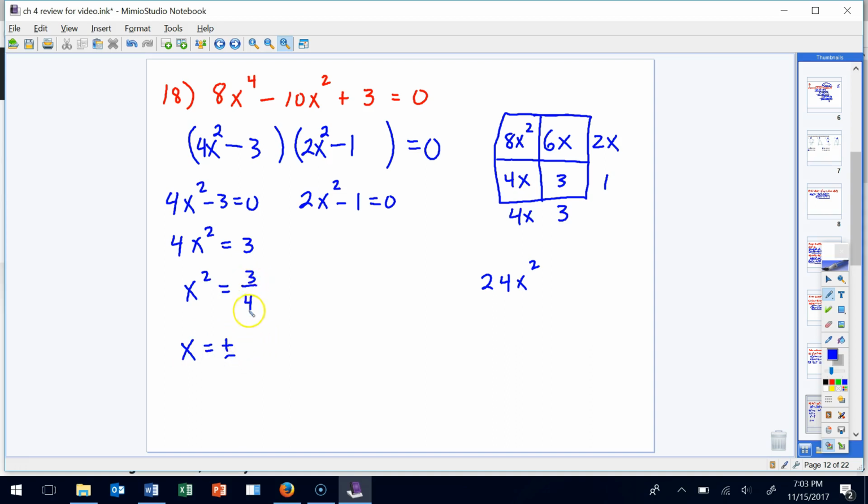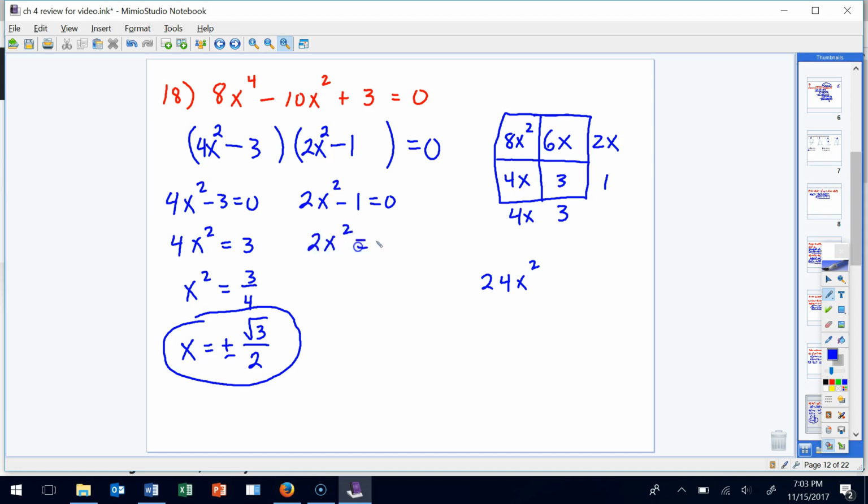Don't forget plus minus, and you do the square root of 3, which is not simplifiable. When you do the square root of 4, you can simplify that. That's just regular 2. So this represents 2 solutions because of plus minus. So I got half of my answers. All right, now let's work on the other factor.